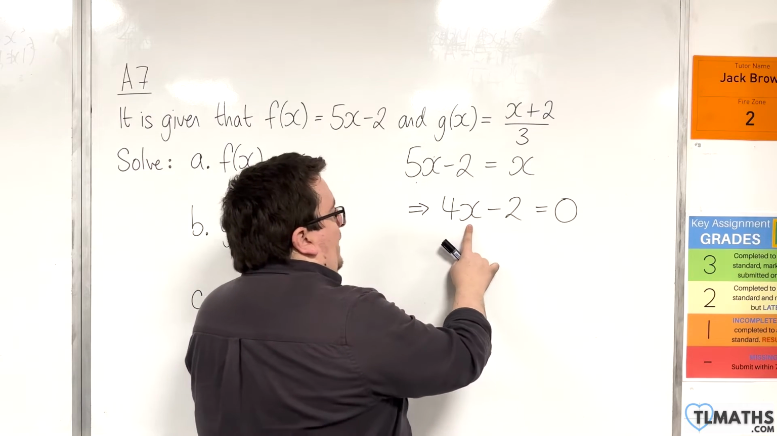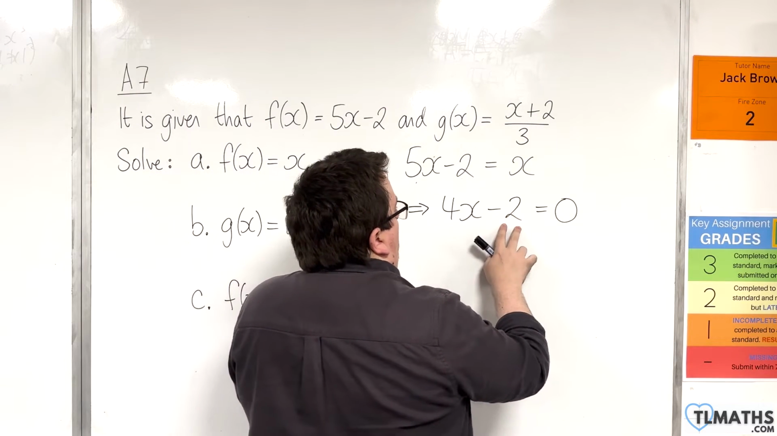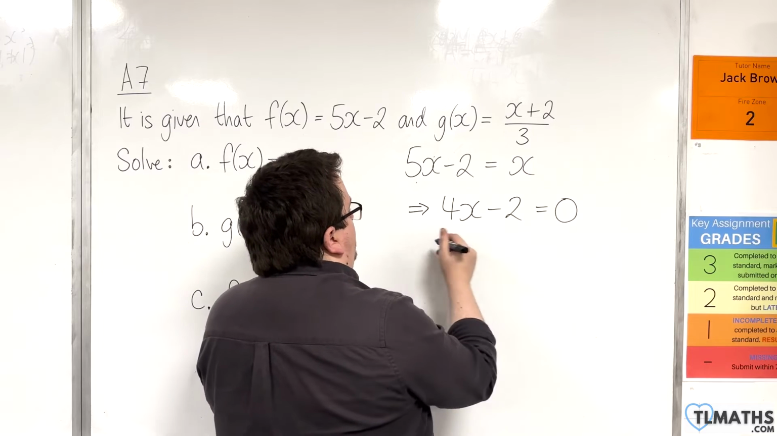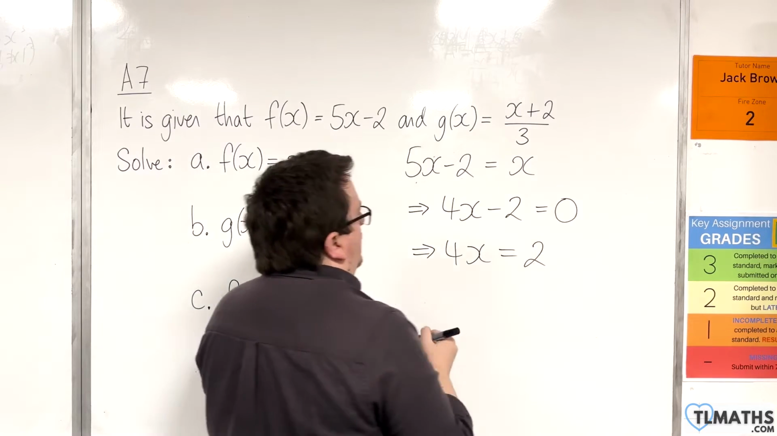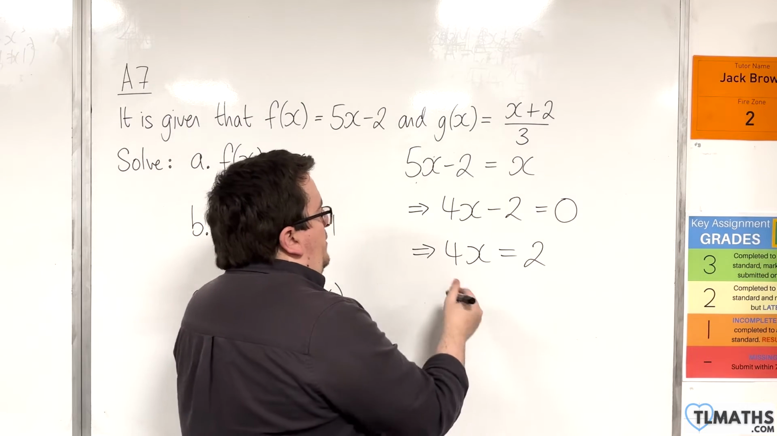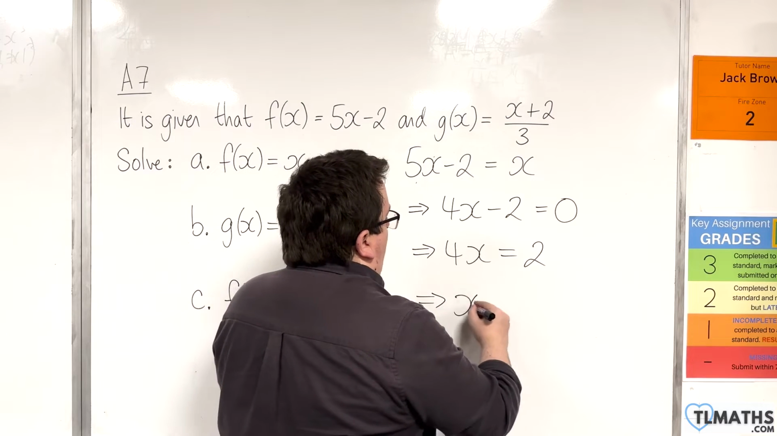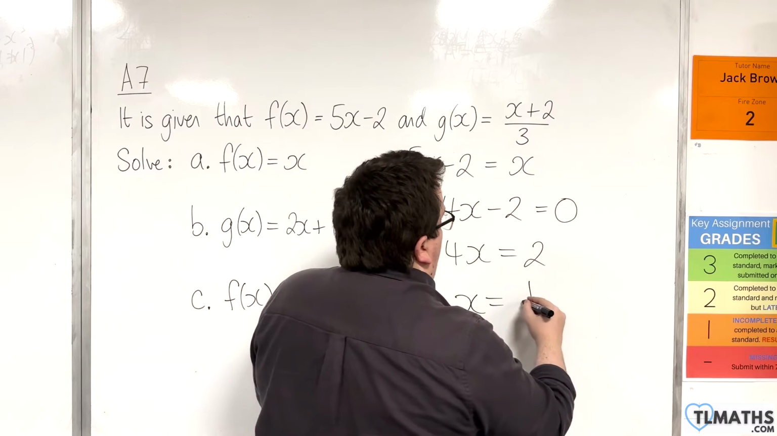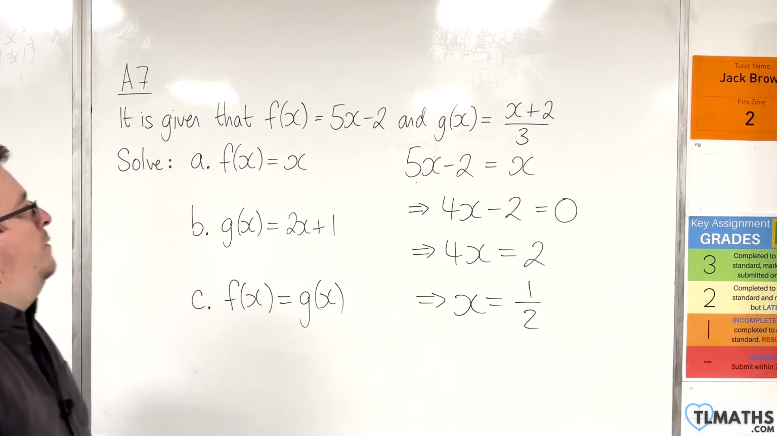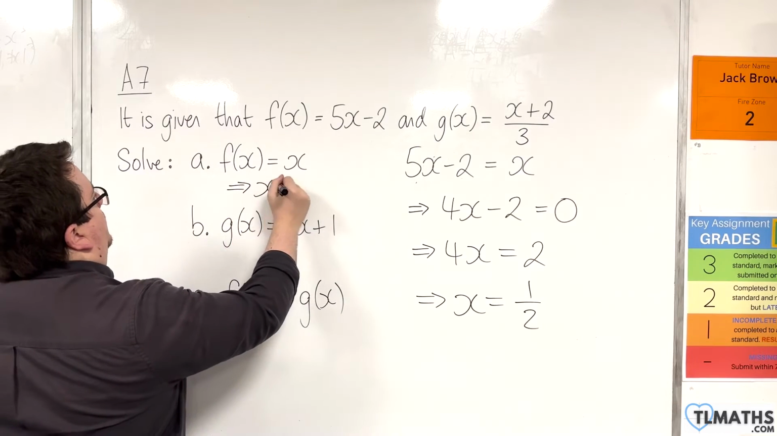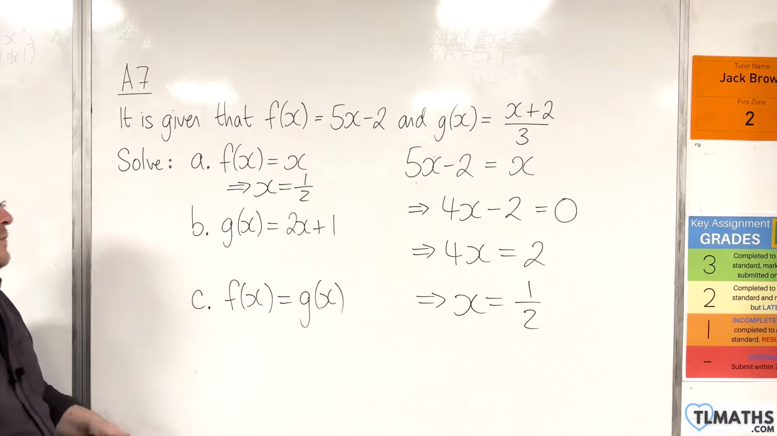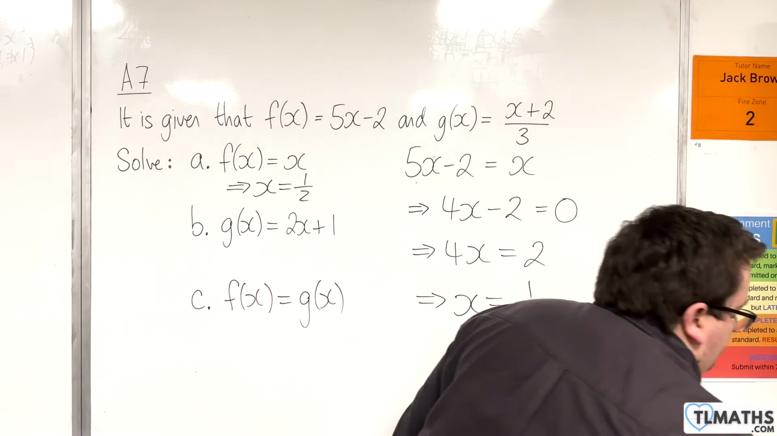Now we want to isolate the x. So move the 2 onto the right side, so add 2 to both sides. And then we can divide both sides by 4 to get x by itself. 2 divided by 4 is 1/2. So the answer to A will be 1/2. x is 1/2. Okay, so that's our first one.